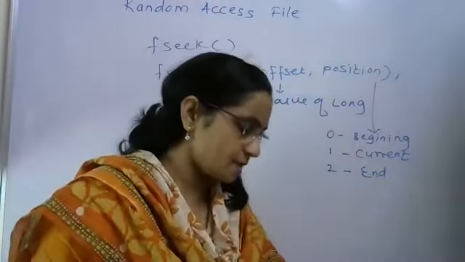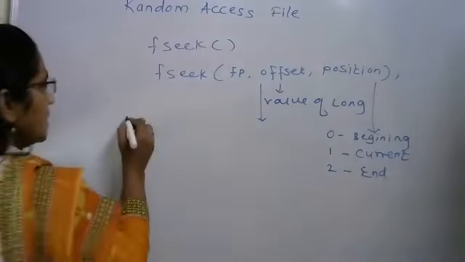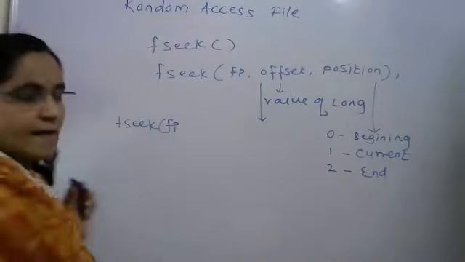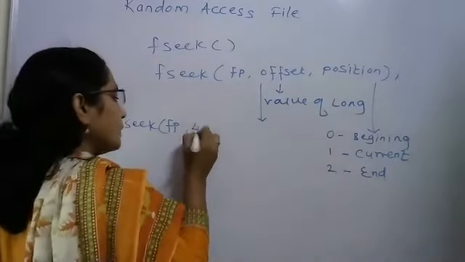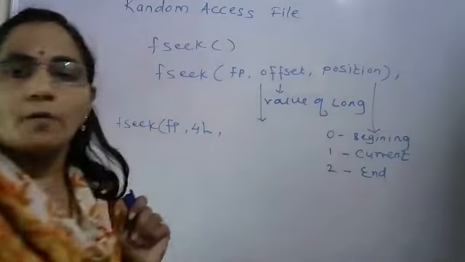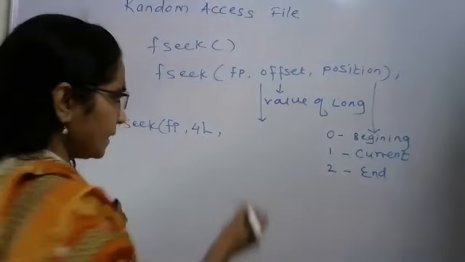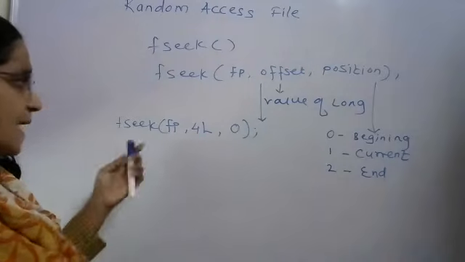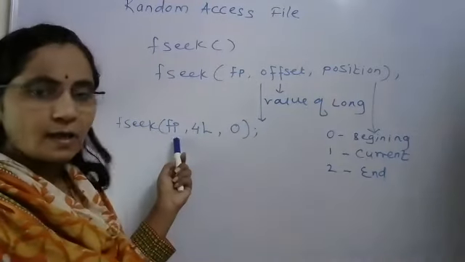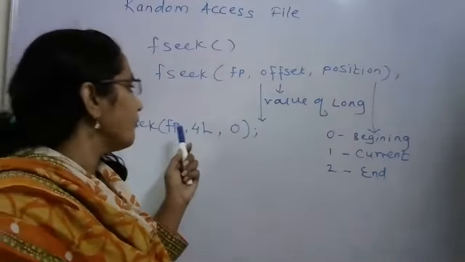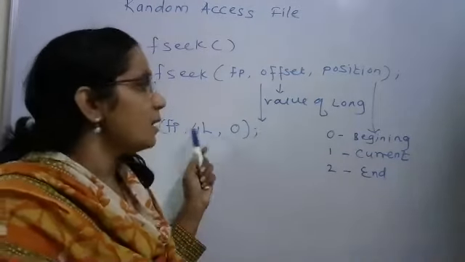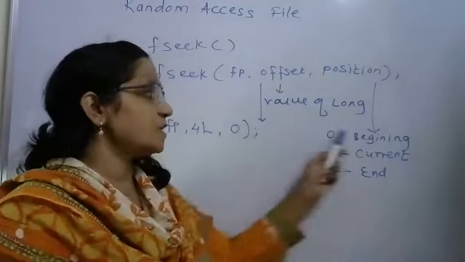A very simple example. Suppose here I take one example. Suppose fseek, and I have a file pointer fp. I want to move that file pointer 4 bytes ahead, and that's why here I use the value 0. What is the meaning? The meaning is that I want to move the file pointer 4 bytes ahead, 4 bytes forward from the beginning. 0 means what? Beginning.